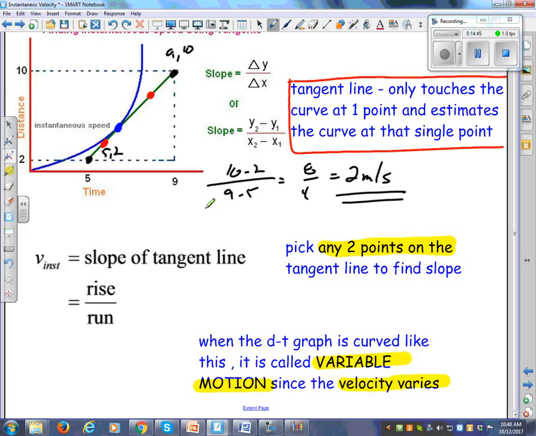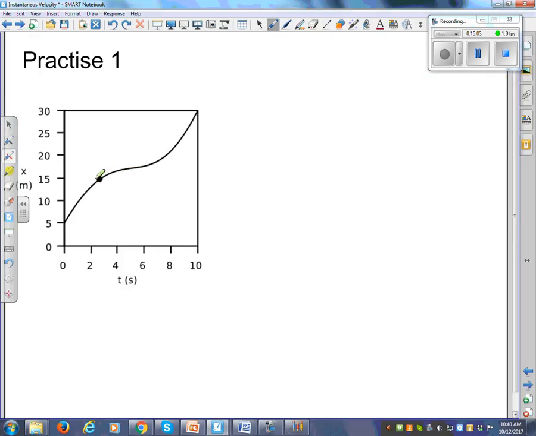I think there are 3 practice questions, am I right? Or just 2? 3? Okay, you guys try that very first one. I'll wander around and offer assistance. You need to find this instantaneous slope at that single point.